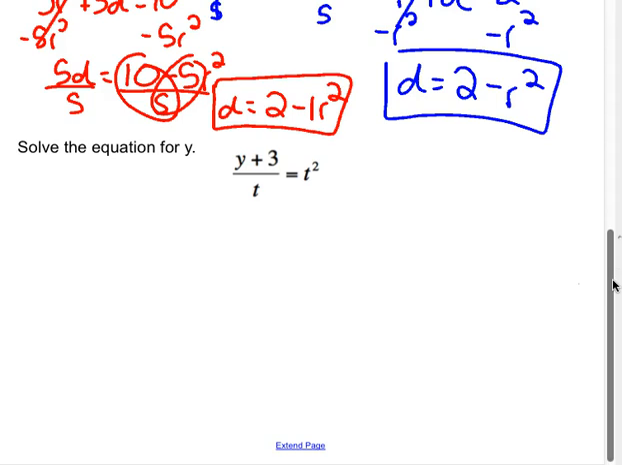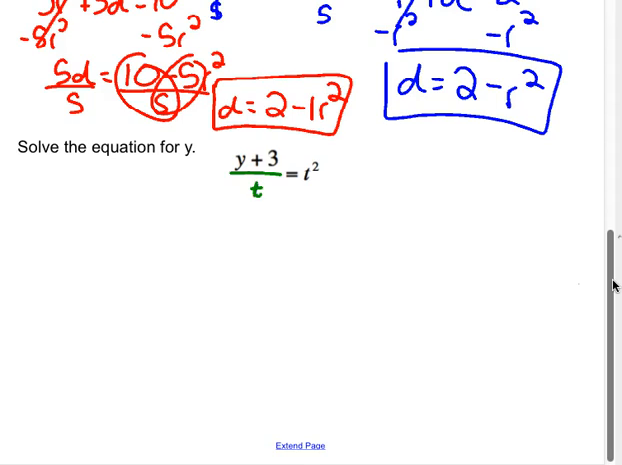All right, let's talk about this one. Solve the equation, oh, that should not say y. Solve the equation for t, or no, sorry, it should say y. I apologize. So solving the equation for y. Now notice in this case, this t is dividing the whole thing. So what that means is I really do have to deal with that t first. It's dividing that whole side of the equation. It needs to be moved first.